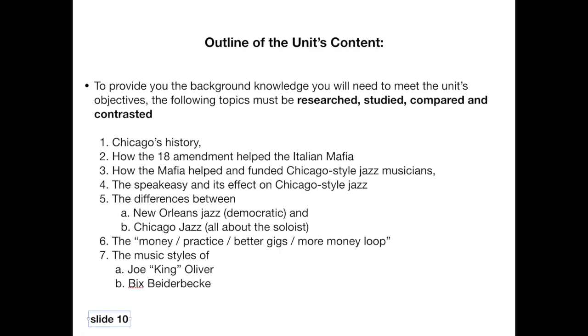Number 3, how the Mafia helped and funded Chicago-style jazz musicians. Number 4, the speakeasy and its effect on Chicago-style jazz. Number 5, the differences between New Orleans jazz, democratic, and Chicago jazz, all about the soloist. Number 6, the money, practice, better gigs, more money loop. Number 7, the musical styles of Joe King Oliver and Bix Beiderbecke.